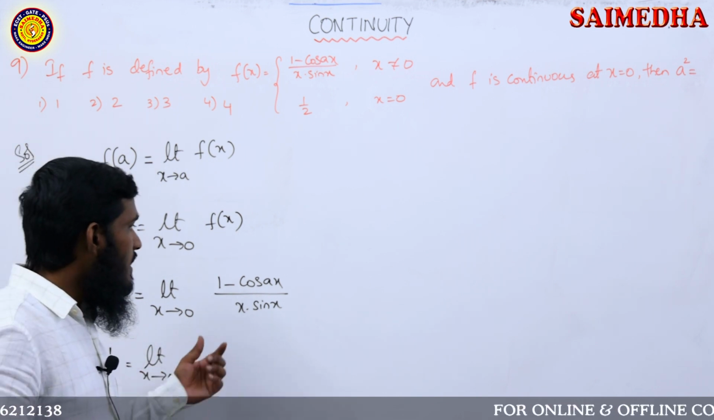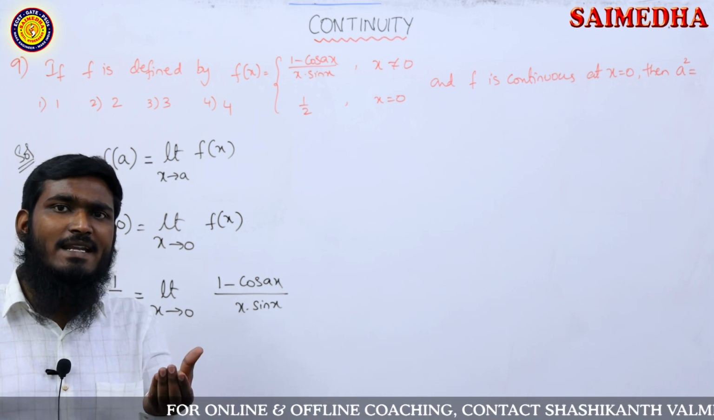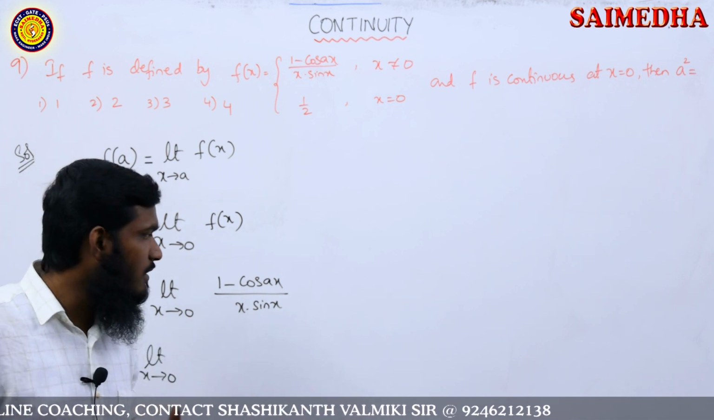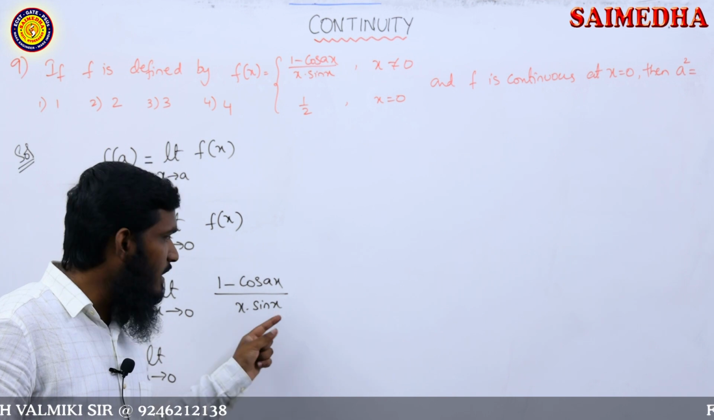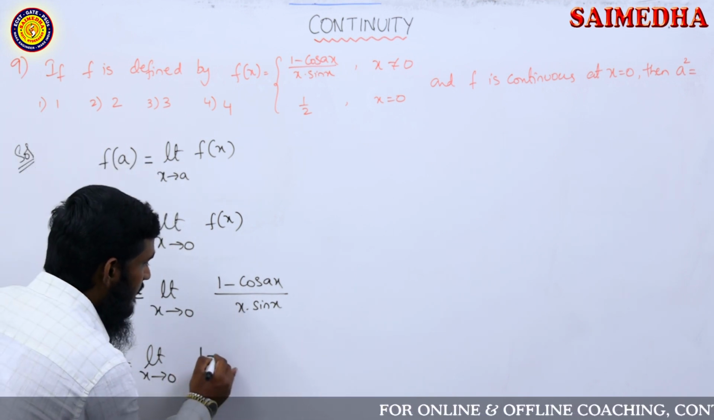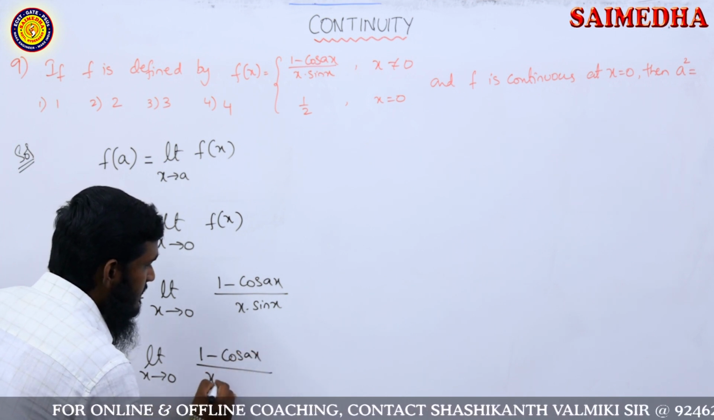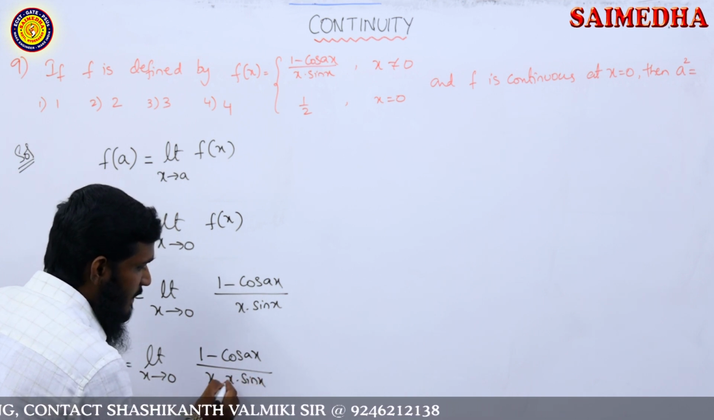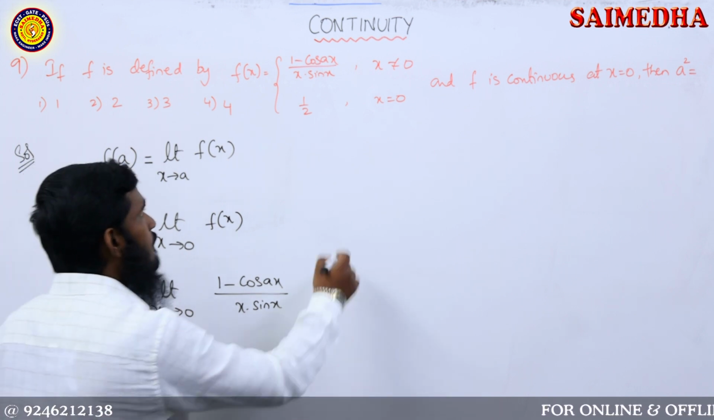According to standard limits, we have sin x by x as the standard limit. But over here sin x by x is not there. So we multiply and divide by x. It can be written as (1 minus cos ax) divided by (x into x sin x). We have multiplied and divided by x. Understood?